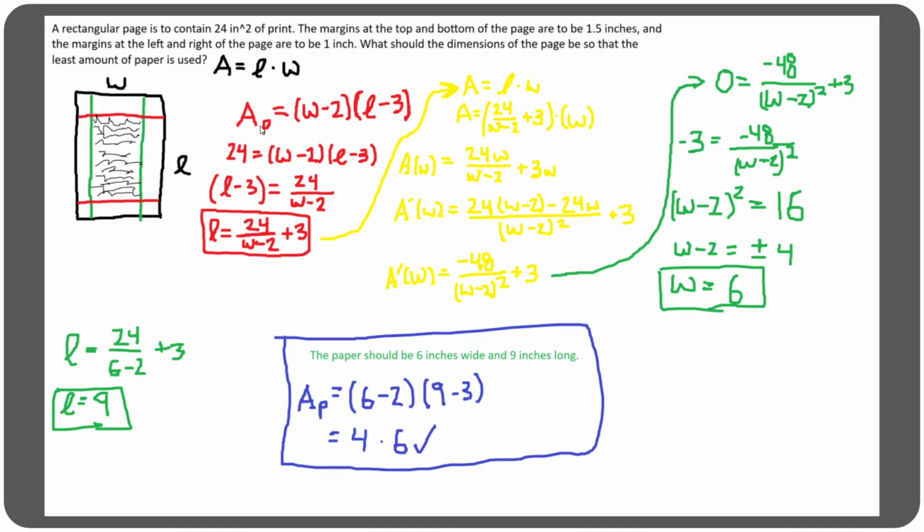I said A sub P, which means area of print, is equal to just width times length, but we wrote it a little differently. So we know that the width, with the margins that are 1 inch long on each side, is just the entire width minus 2. And then the same for length, because the margins are 1.5 inches on the top and bottom, the length will be the total length minus 3. And then knowing this equation right here, we know that we're supposed to solve for 24 inches squared of print.